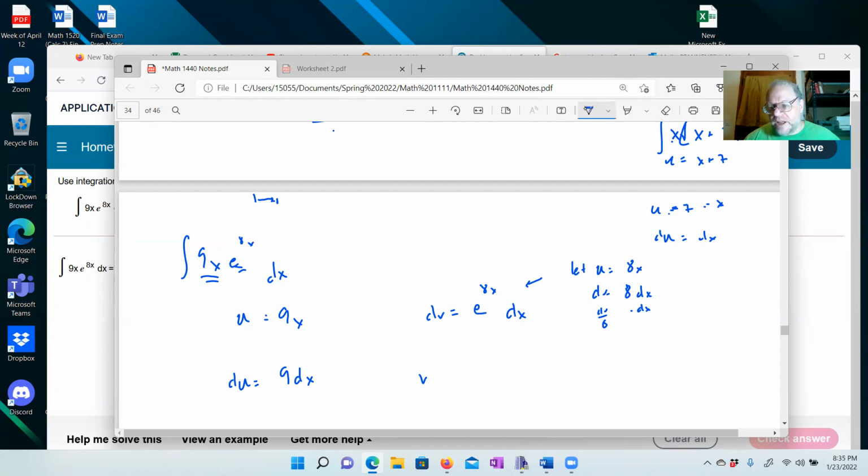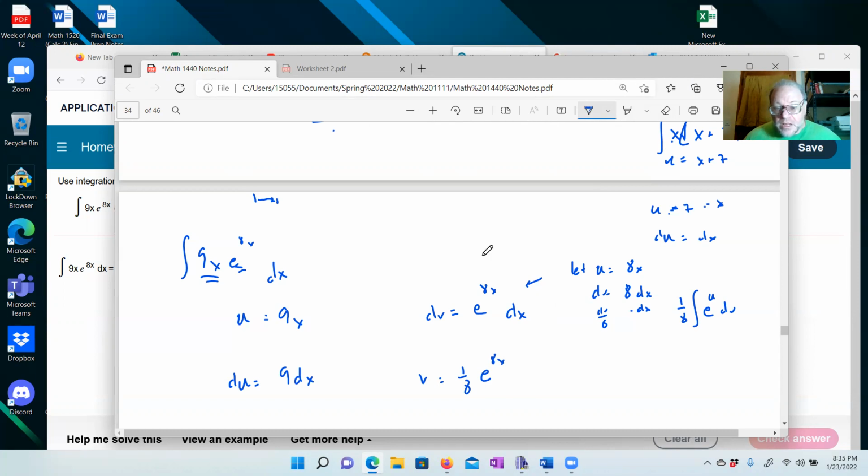Okay, so we're going to have 1/8 integral e to the u du. What is that integral? That is 1/8 e to the u, or e to the 8x. Let's change that back into an 8x here. Again, there's a formula you can memorize for this, and that's fine. If you did, fantastic. If you didn't, here's your workaround.